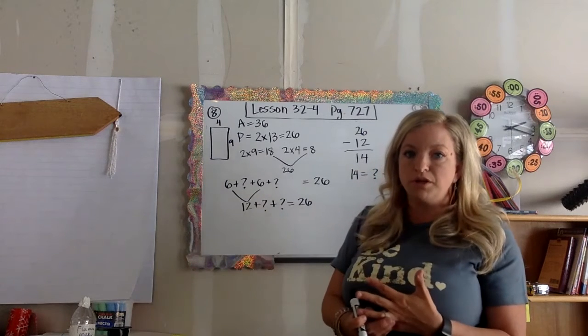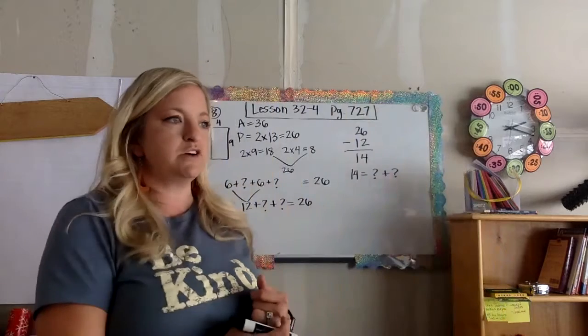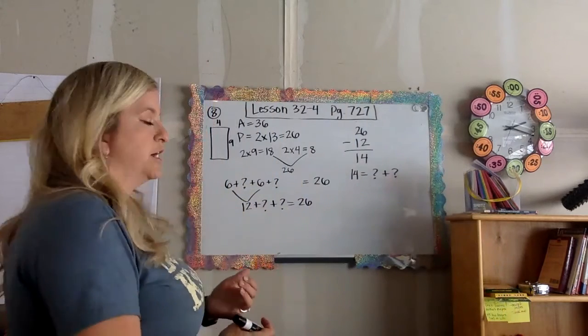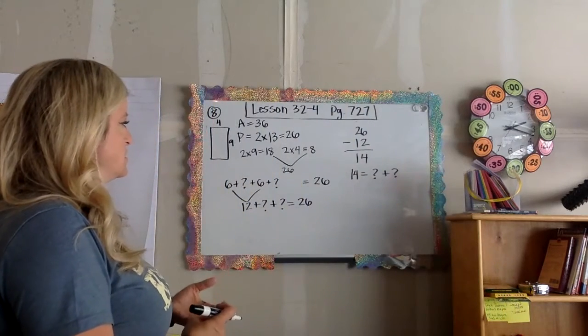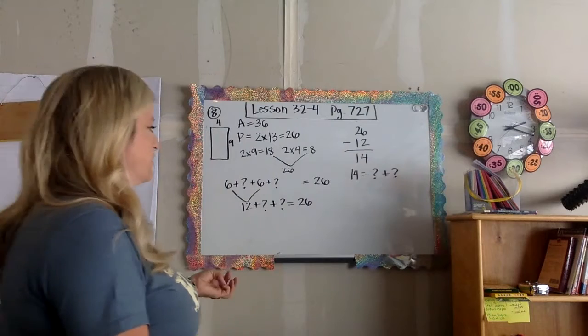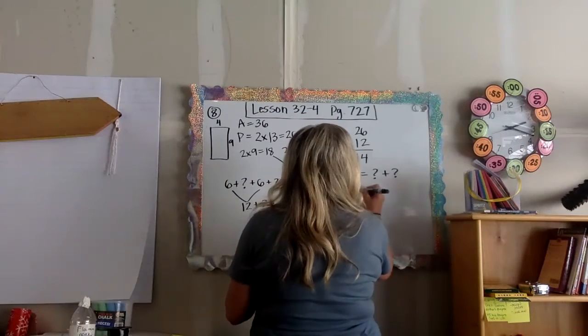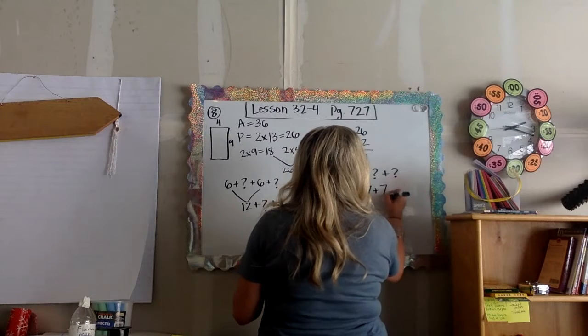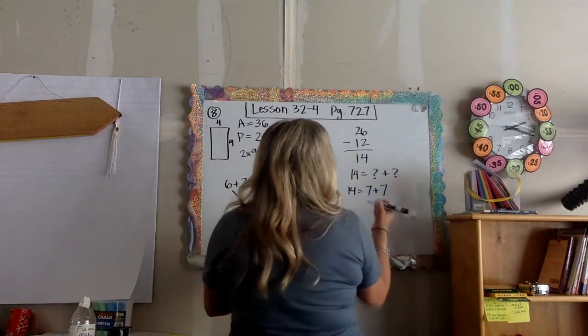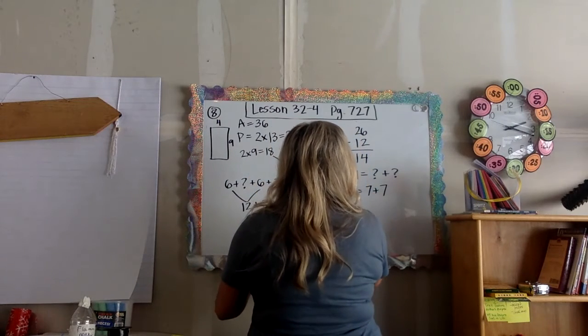Most of you probably know, hopefully, that 14 is equal to 7 plus 7. So now I know 14. So you have one side that is 7 and the other side that's 6.